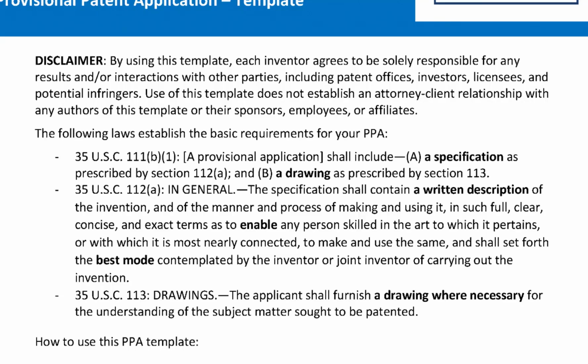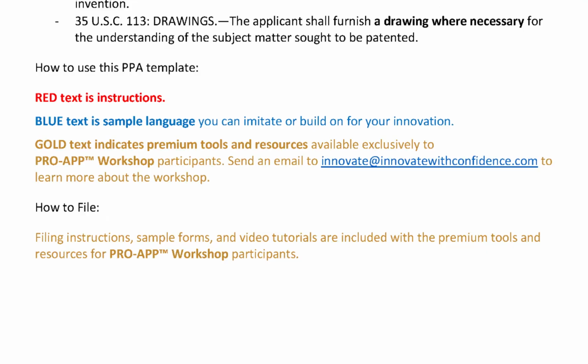So the first page really just shows, like we talked about, there's some different laws that apply to drafting your provisional patent application. Sections 111, 112(a), and 113. That you'll see goes through the same things we've talked about in prior modules. Then there's some instructions about the template itself. I've used three different types of text. Red text is really just instructions.